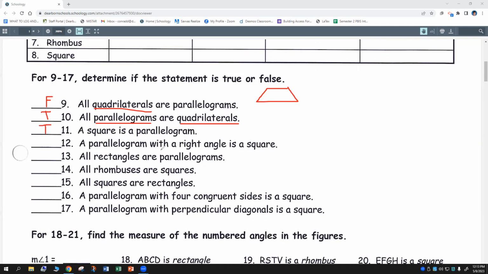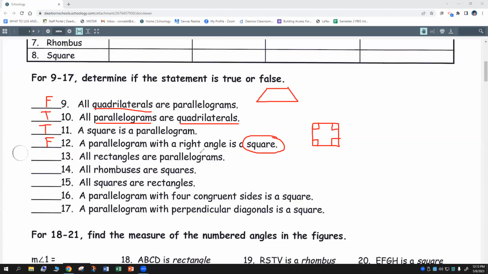Okay. A parallelogram with a right angle is a square. So if we have a parallelogram, right, with 1 right angle, since it's a parallelogram, opposite angles are equal. So that's 90. And since it's a parallelogram, consecutive angles are supplementary. So 180 minus 90 is 90. 180 minus 90 is 90. So that looks like it could be good. But a square also has 4 congruent sides. So we're going to have to say false on this one.